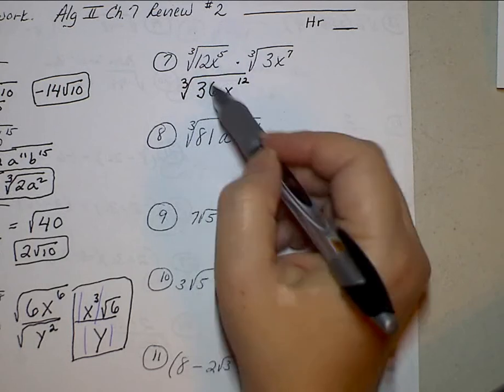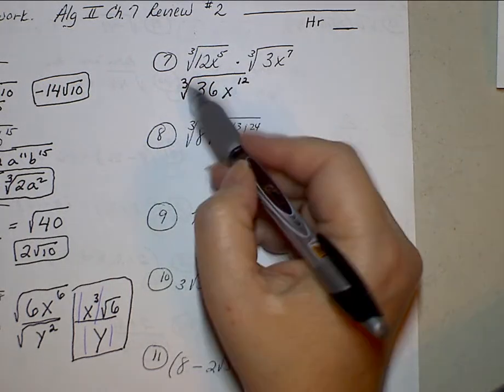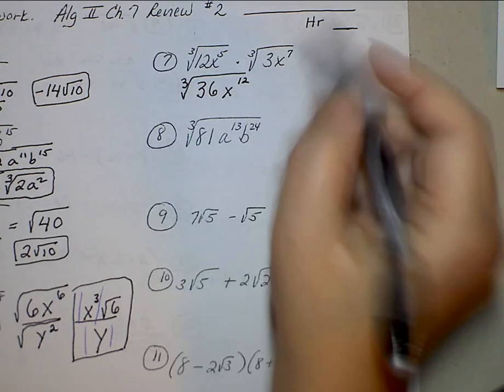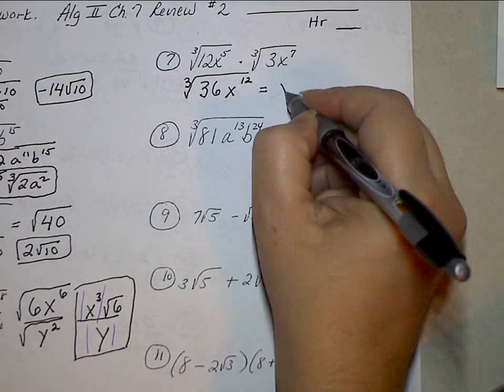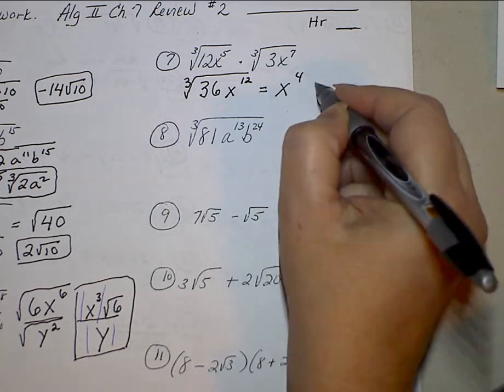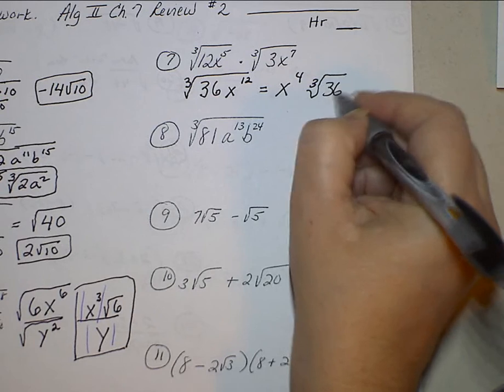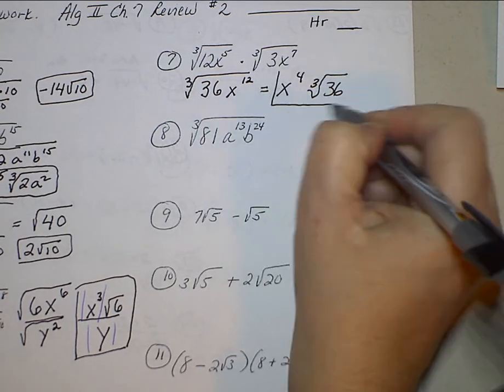But we can take out our x's. So 3 have to leave at a time. We have 12 of them. So how many groups can leave? 4. So we have x to the 4th. And then the cube root of 36. Because it's the cube root, there's no absolute value signs, so we leave it like that.